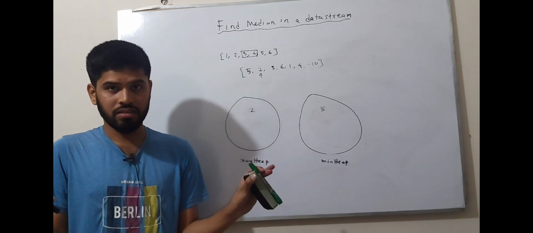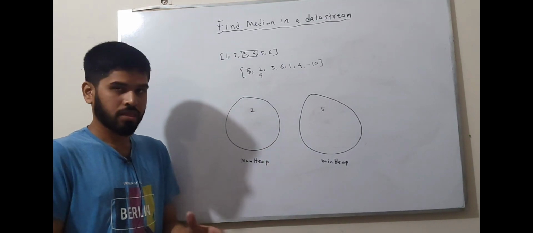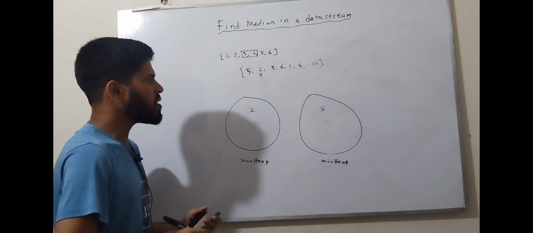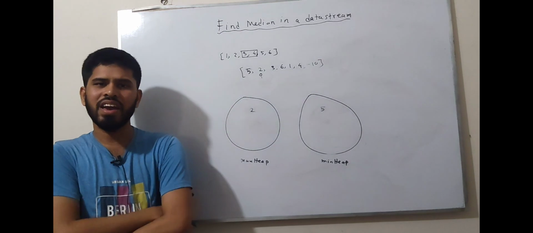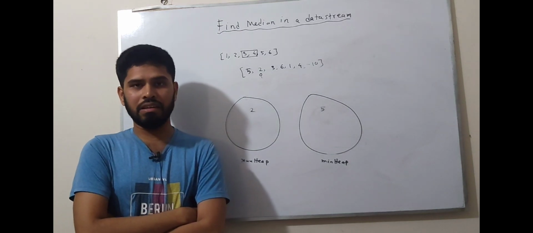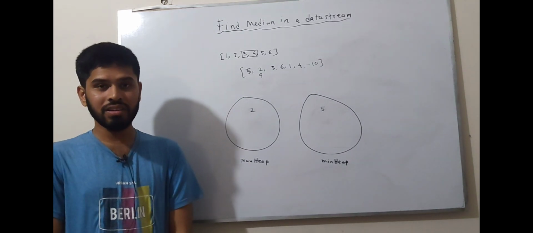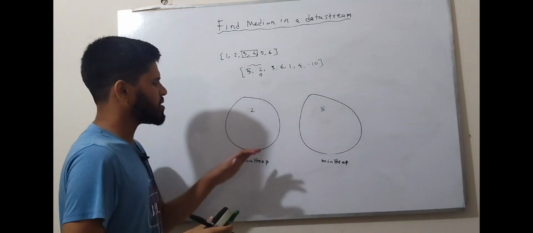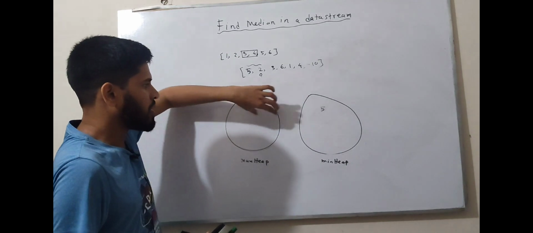So we'll do nothing. We are done. Up until this point, we have processed this 2 element. Now if I ask you, please tell me the median. Can you tell me the median? That is nice. For this stream, that is the average of the peak element from here and here.